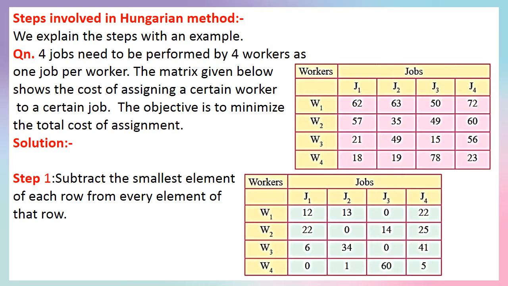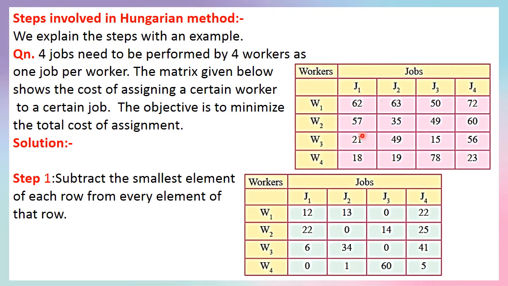Explaining the steps of the Hungarian method without an example will be meaningless. So, we consider an example. 4 jobs need to be performed by 4 workers as 1 job per worker. The matrix given below shows the cost of assigning a certain worker to a certain job. The objective is to minimize the total cost of assignment.